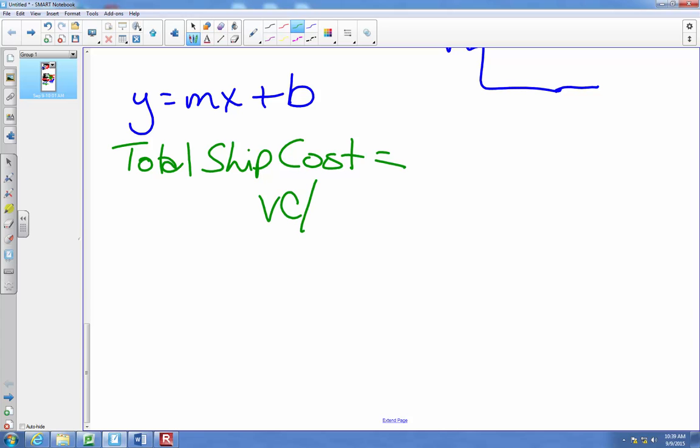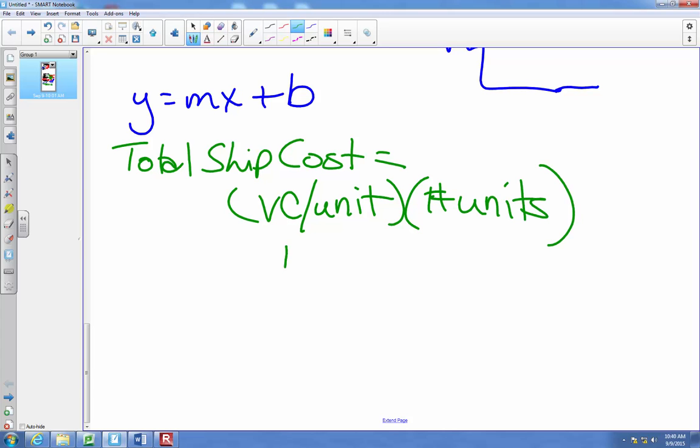variable cost per unit, which is the M, right? Times number of units, which is the X, plus fixed shipping costs, yeah? So pick a point and put the numbers in.